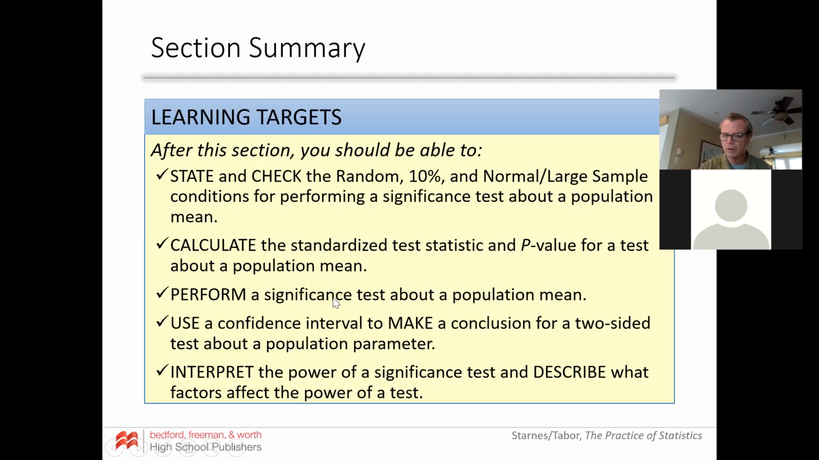Okay? Perform a significance test, use a confidence interval to make a conclusion. If the statistic is inside the confidence interval, you fail to reject the null. If it's outside, you reject the null. And then the power, which didn't come up until today.